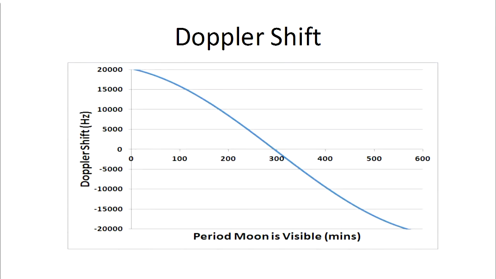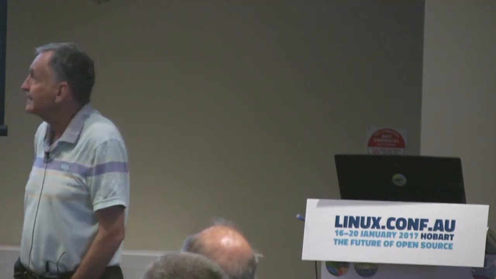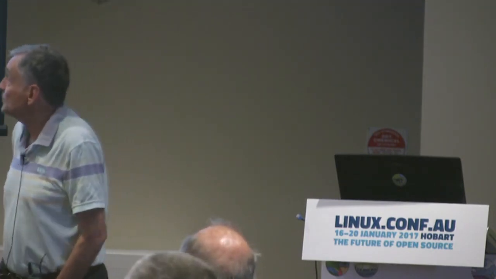Doppler shift. Remember I said we were going to deal with fast Fourier transforms and use bandwidths down to just a few hertz. At the same time, the Doppler shift of the moon is doing something like this over a day, 20 kilohertz plus to 20 kilohertz minus. It's varying about 1 hertz per second at its worst case, and you've got to cope with that.